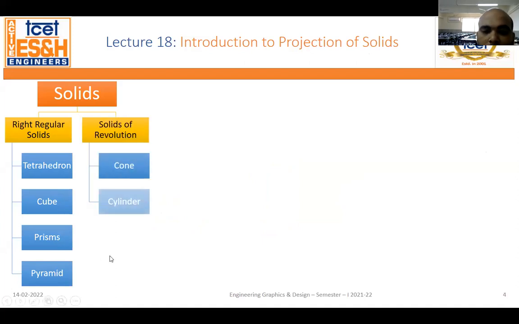Now coming to the solid of revolution. Solids of revolution are the cone and the cylinder. Why do we call them solids of revolution? Because if you take a triangle and revolve this whole portion about this axis, it forms a shape like this. When it is made in this way, it becomes a cone, and that is why it is said to be a solid of revolution.